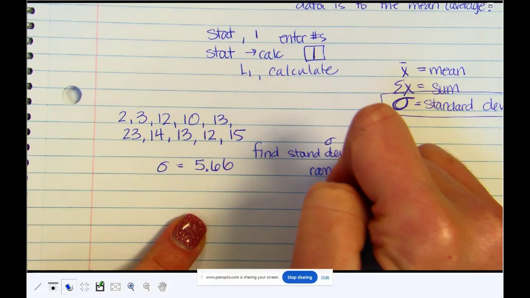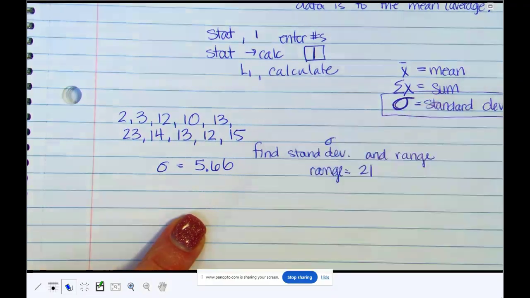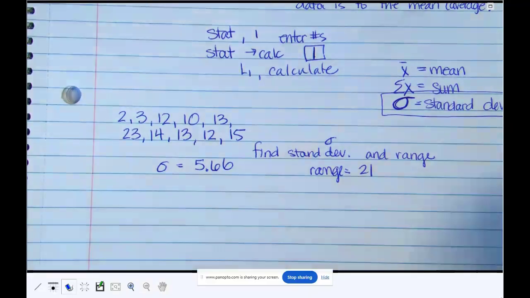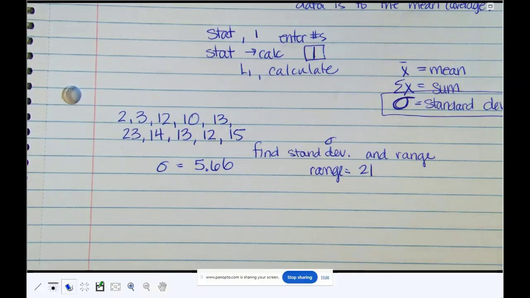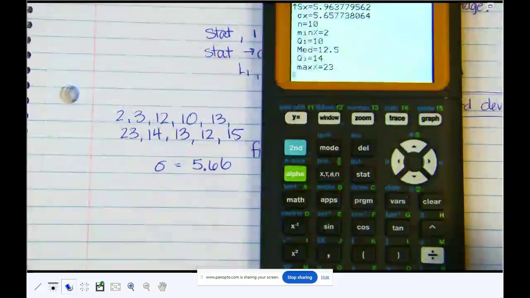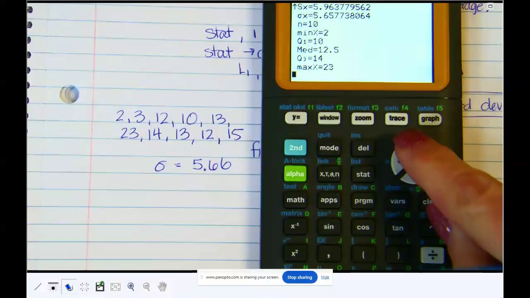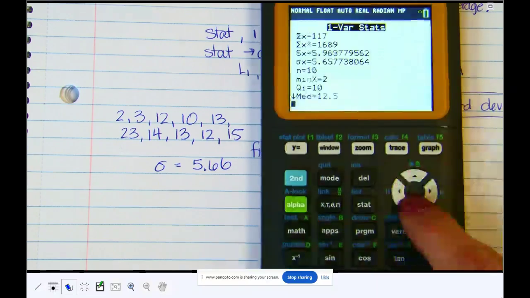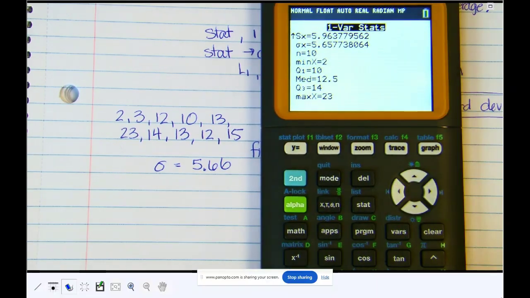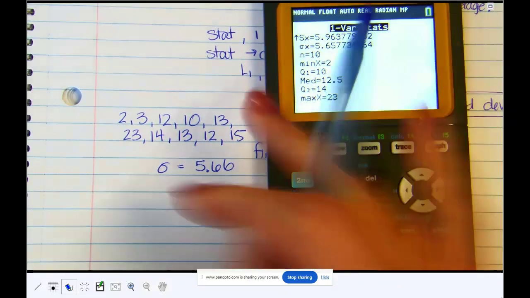The range is 21. How did you get 21? 23 minus 2. 23 is the biggest, minus 2, which is the smallest. If you had a really big set of numbers, if you down arrow from where your results come up, there's the biggest, there's the smallest. So you can use your calculator, you just have to do the subtraction. 23 minus 2.